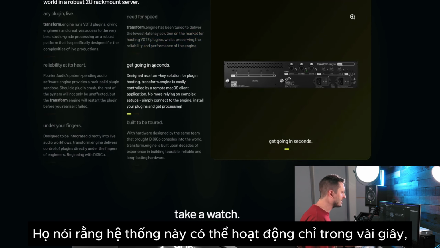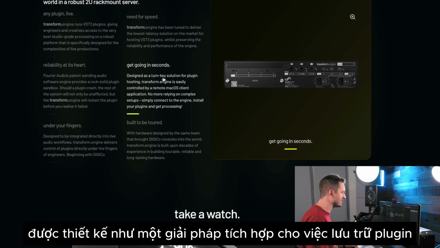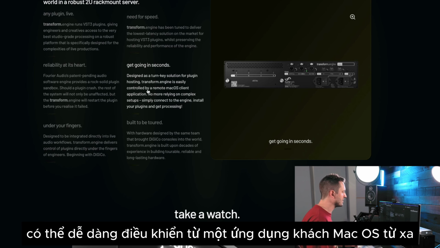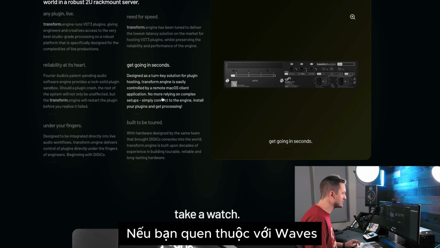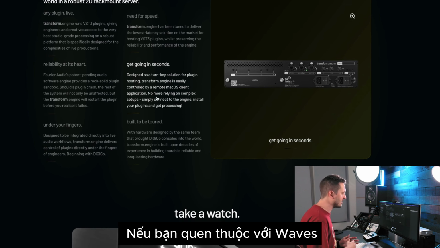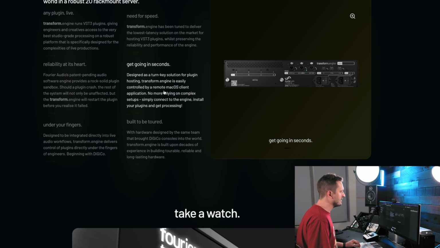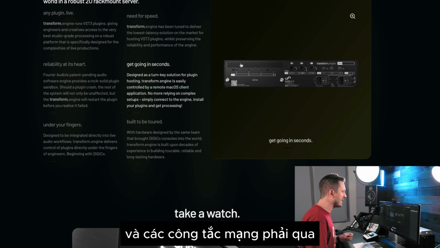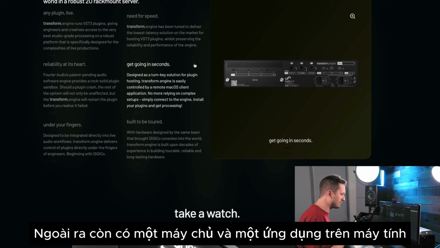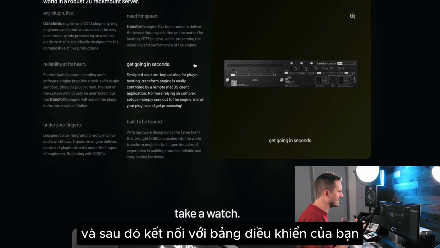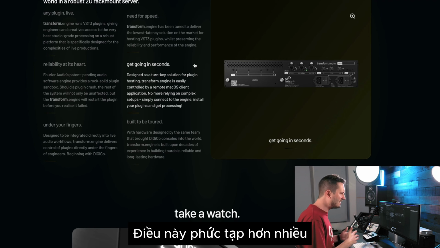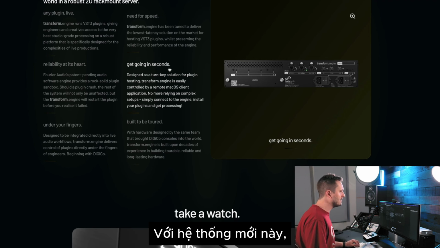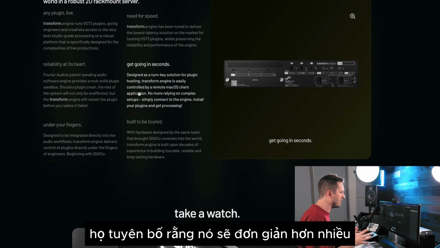Now, they're saying get going in seconds, designed as a turnkey solution for plugin hosting. They're saying it can be easily controlled from a remote macOS client application. If you're familiar with Waves SoundGrid SuperRack, it's a little bit complicated. There's a lot of networking involved. There are network switches you've got to go through, and there's a separate server and an application on a computer. It has to be networked together and then connected to your console. It's a bit much. So with this, they're claiming that it's a little bit more all-in-one.